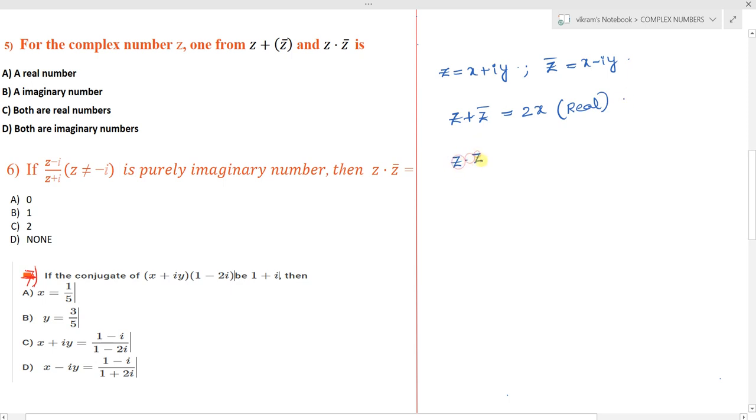Then what is z into z conjugate? It is simply x plus iy into x minus iy. So the resultant is nothing but x square plus y square, where x is a real number and y is a real number, and their squares again give a real number. So z plus z conjugate is real and z into z conjugate is also real. Then what is the required answer? Both z plus z conjugate and z into z conjugate are real numbers.